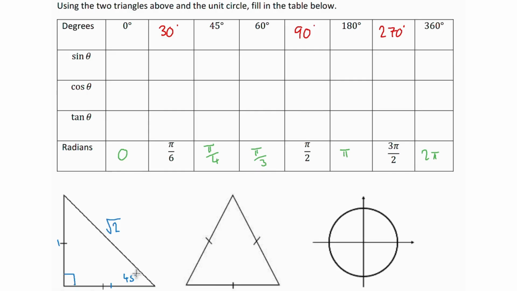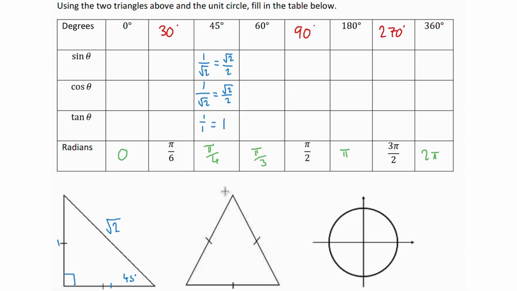So for 45 degrees, I can work out sine, cos and tan, because sine is equal to the opposite over the hypotenuse. So this one is equal to 1 over root 2, which we often rewrite by rationalizing the denominator as root 2 over 2. Similarly, cosine is equal to the adjacent, 1 over root 2. So we get the same thing, 1 over root 2, which is root 2 over 2. For tan, we get the opposite over the adjacent, so 1 over 1, which is equal to 1.